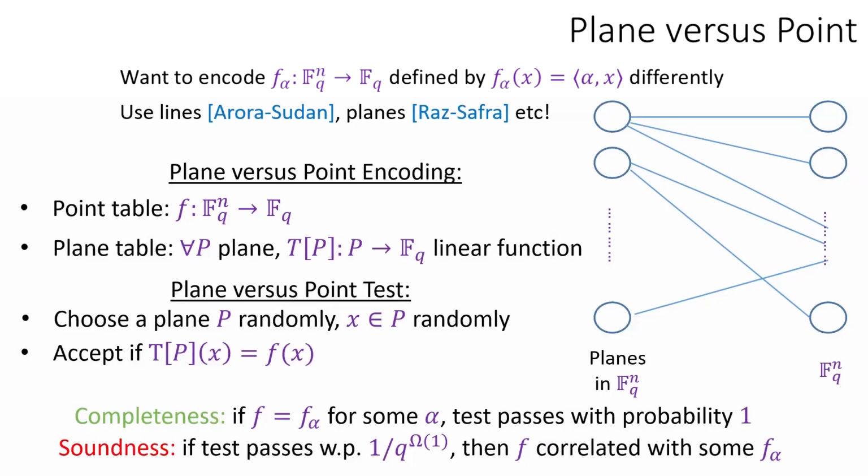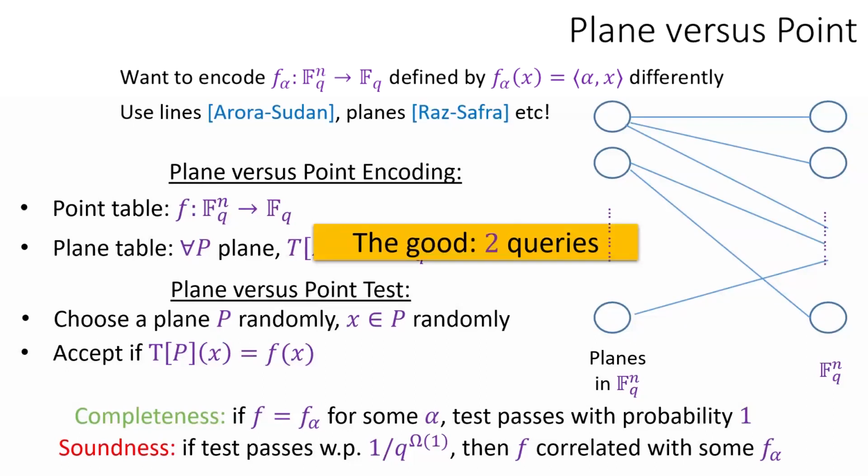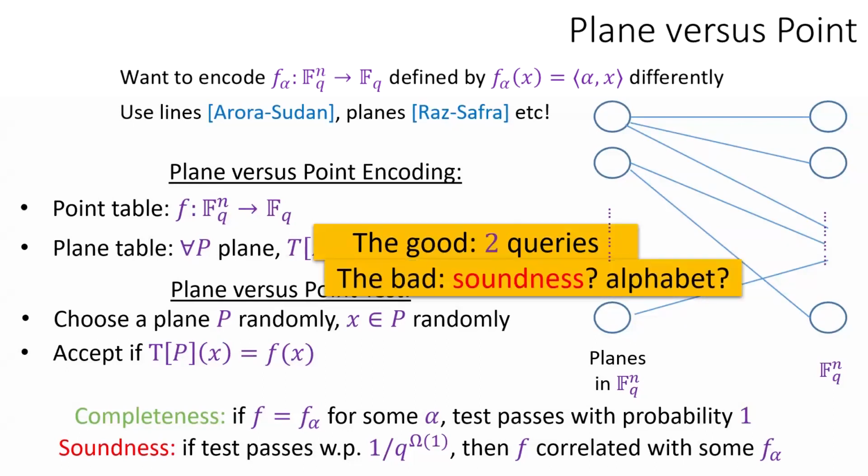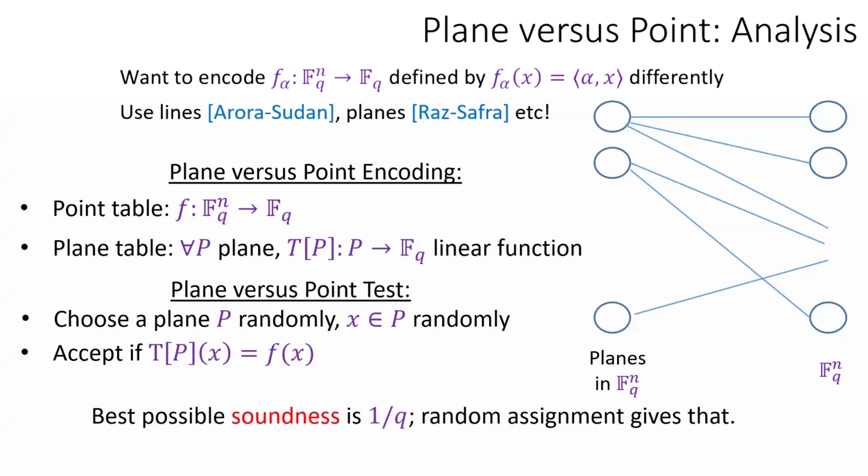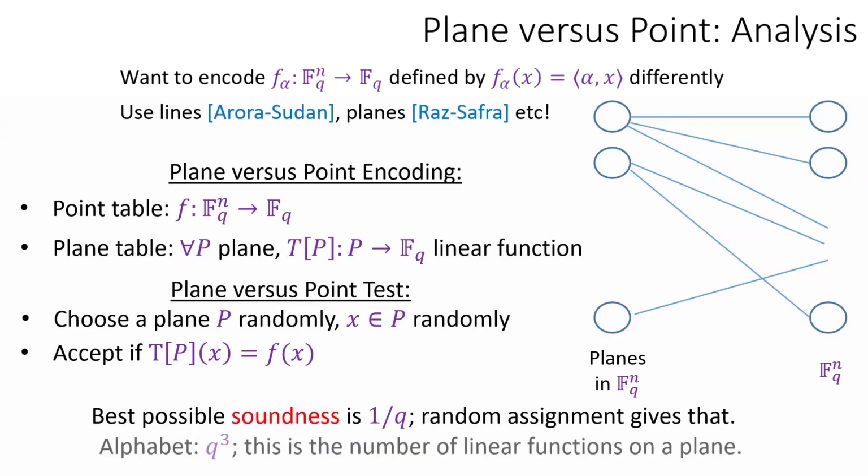Cool, so we have 2 queries, we have completeness, we have soundness, great. So this is the good, 2 queries, but the bad is the soundness and the alphabet that we got is not really what we're looking for. So first of all, before we talk about alphabet, let me just mention the soundness. The soundness of this business can be at most 1 over q, because again, random assignments get 1 over q. But the alphabet is actually q to the 3.